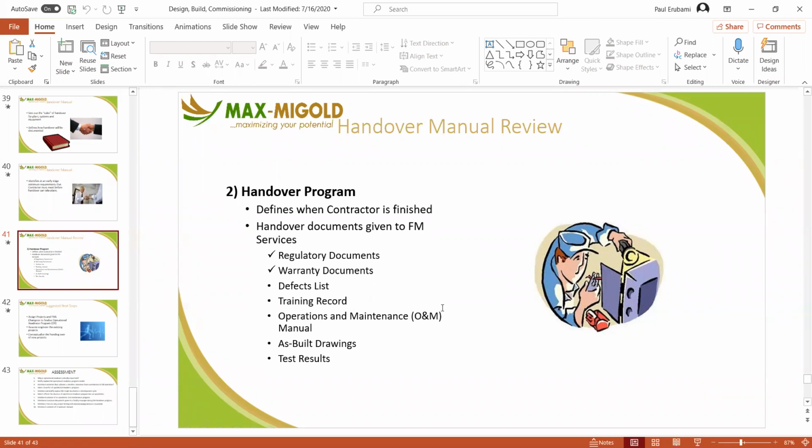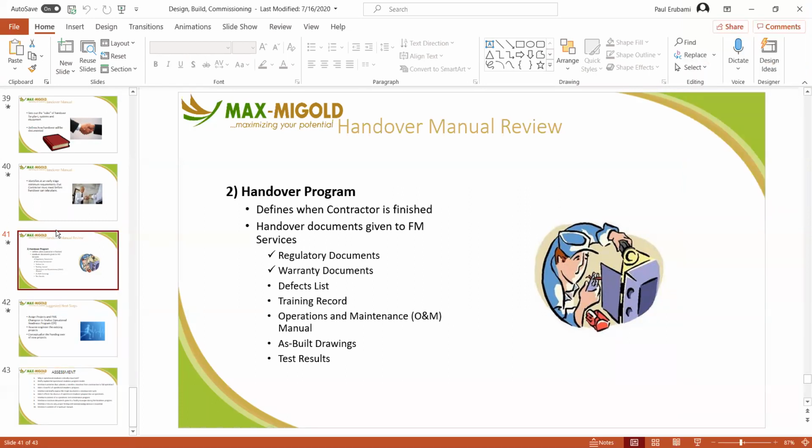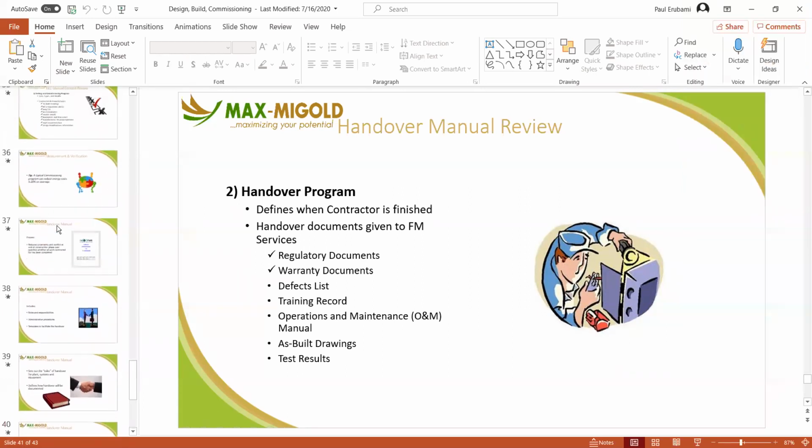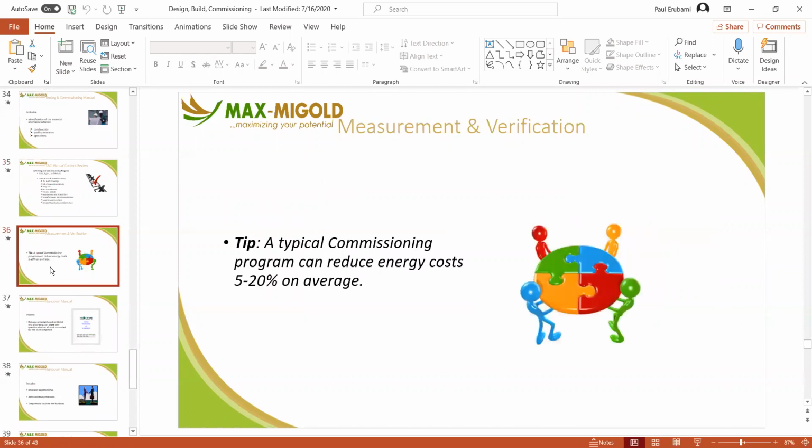All right. Okay, sir. So the last one is 31. Okay. Sorry, 35. It says the typical commissioning program can reduce energy costs 5-20%. So yeah, I just want to understand that a little bit more. It says a typical commissioning program can reduce energy cost 5-20% on average.